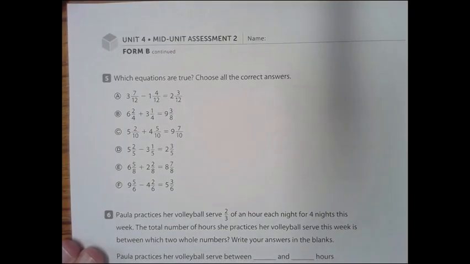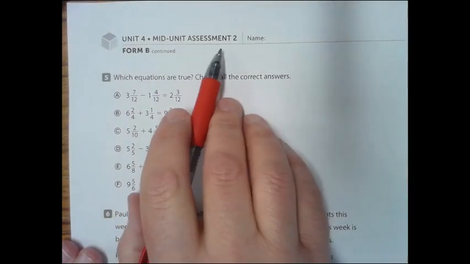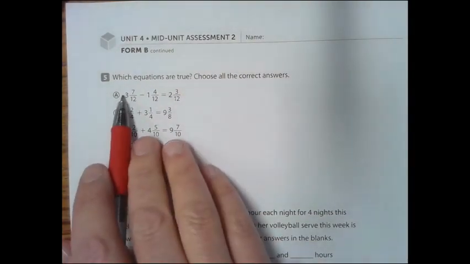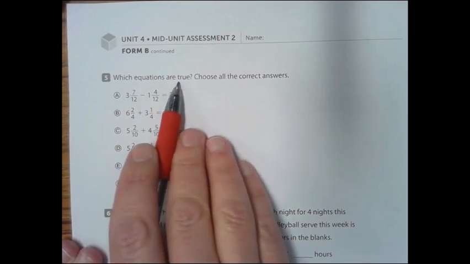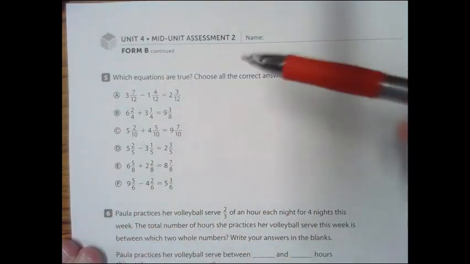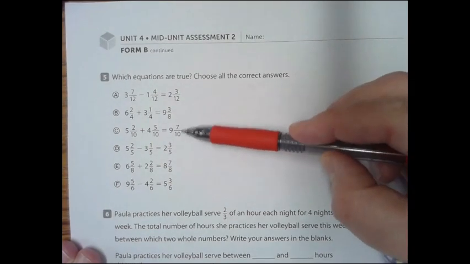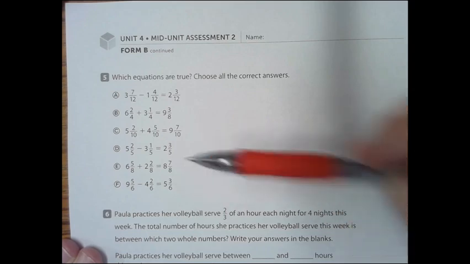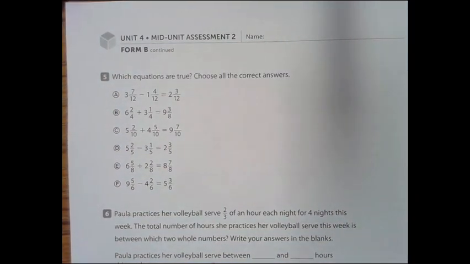All right, folks, let's continue on with our mid-unit assessment number 2 review, and we're on page 3. So let's start with question 5. Which equations are true? Choose all the correct answers. So we have to go through each and every option and do out the problems and decide whether or not they're true. So I'm going to go ahead and start doing that.